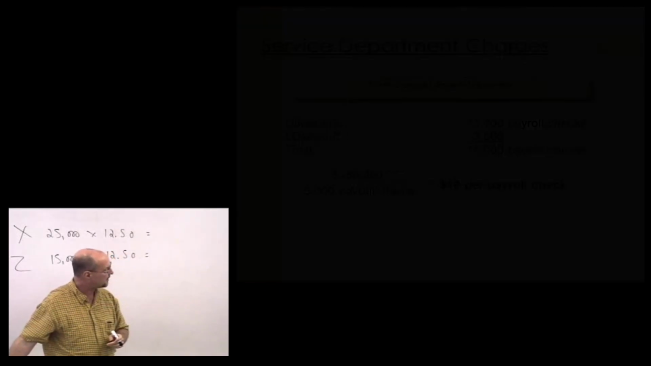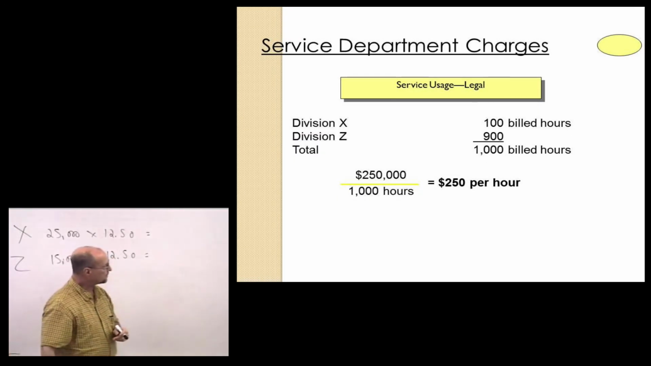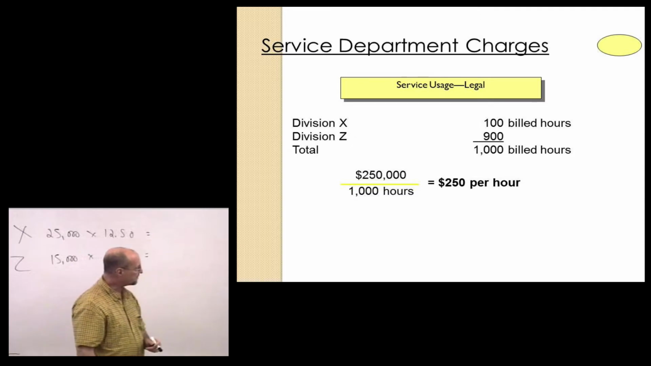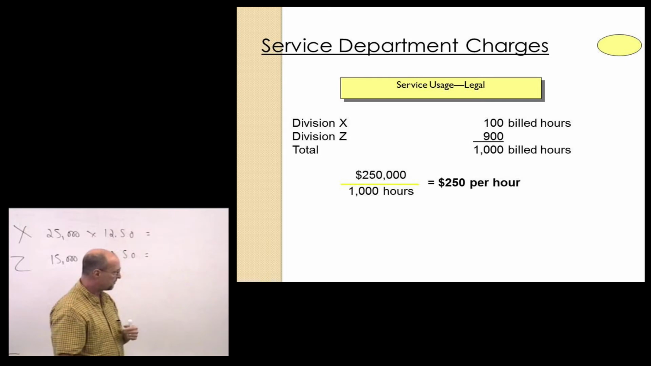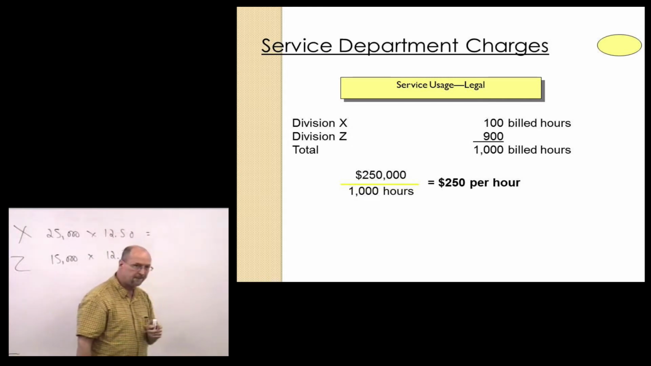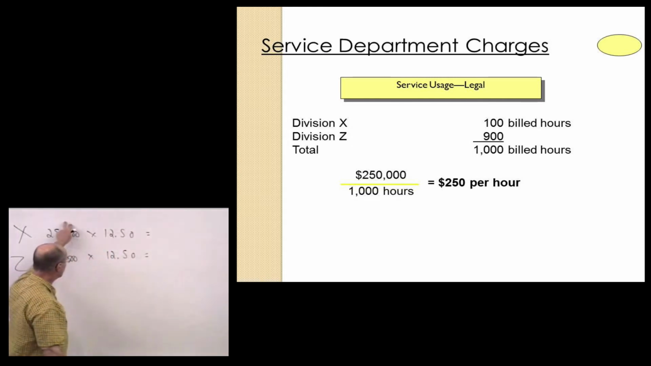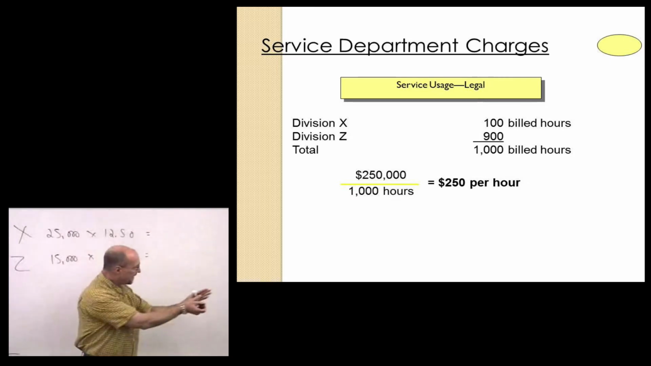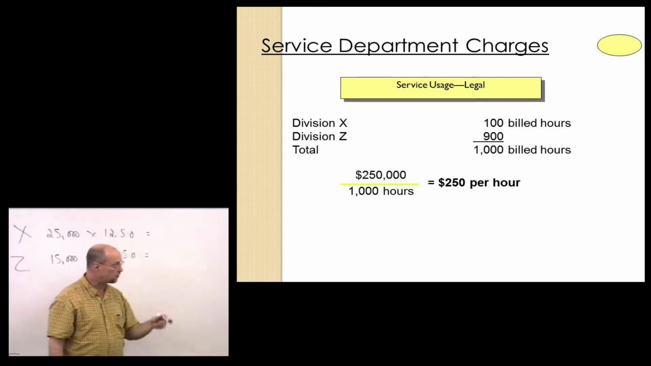The last service department charge is legal. Our legal department and the attorneys cost us $250,000, same analysis: cost of labor, office space, etc. They spent 1,000 hours in the course of the year. 100 hours went to X and 900 hours went to Z. So now Z is going to be charged the bulk of this $250,000. $250,000 divided by 1,000 labor hours is $250 per hour. I'm going to multiply 250 times 100 hours for X, and 900 times 250 for Z, and that's how I'm going to allocate the service department charges to my two divisions.